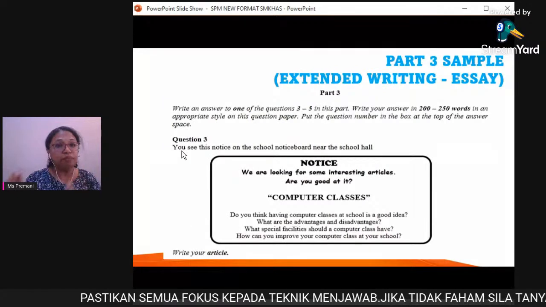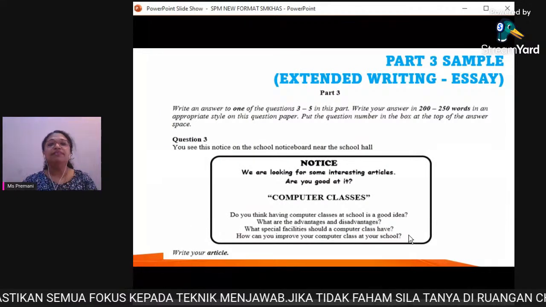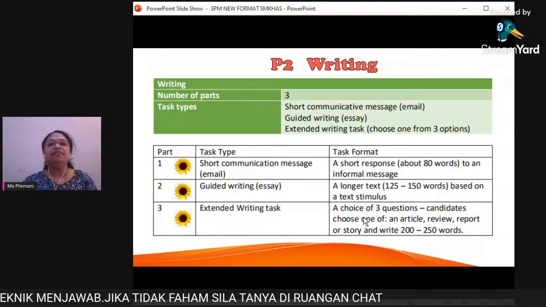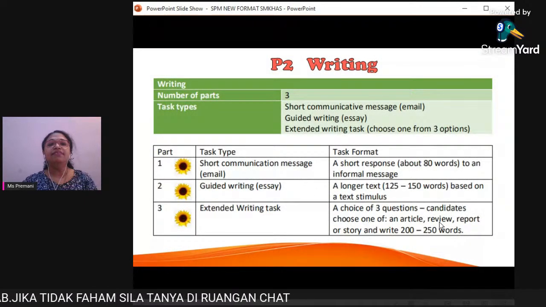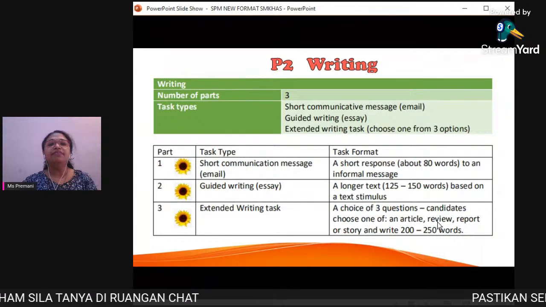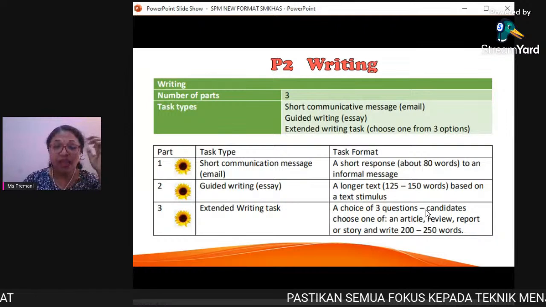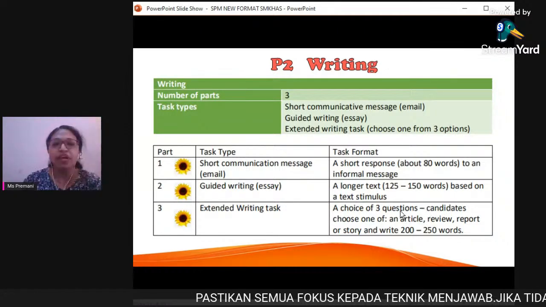Okay, we have already done 2 parts. Let us see extended writing. Here in extended writing, they give you 3 choices, and you choose only one. Don't choose which is famous. Choose which one you can do.